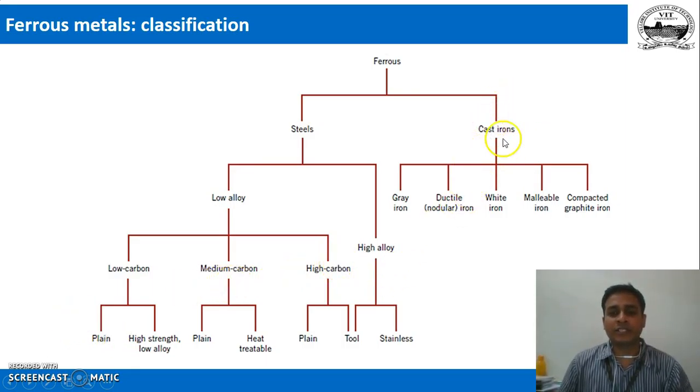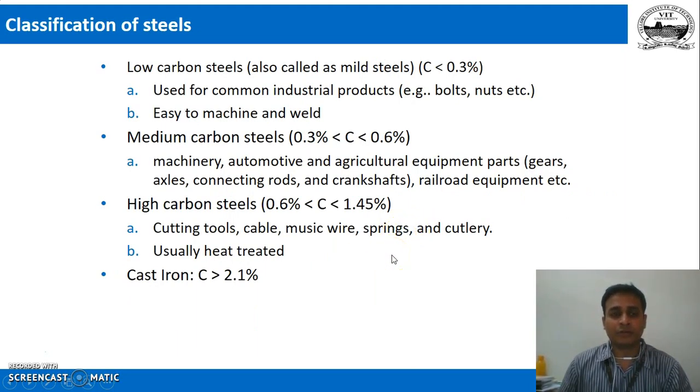Similarly, when you come to the cast iron, you have a different variety of cast irons. Grey cast iron, ductile or nodular cast iron, white cast iron, malleable cast iron, compacted graphite cast iron. Let us see what all these are and how they are different from one another. So coming to the steels, we just saw that we have low, medium and high carbon steels. If you say low carbon steel, what do you mean by it?